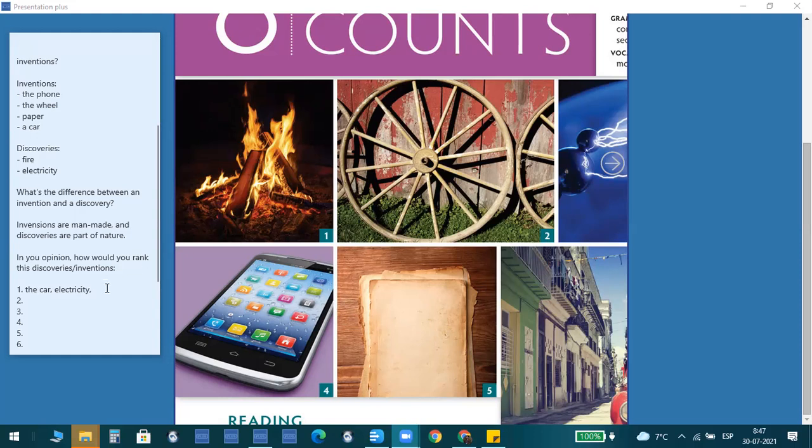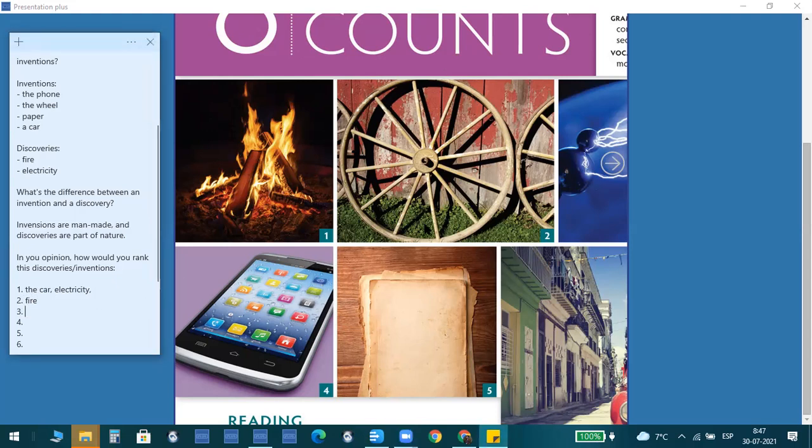Profe, no entendí la pregunta. Sigo sin entenderla. How would you rank these discoveries or inventions? ¿Cómo lo rankearías en orden de importancia? Entonces sería, no sé, Fire. Se te cortó justo. Fire. Sería fire, el segundo. Okay. Fire. All right. Thank you. Okay, let's continue.